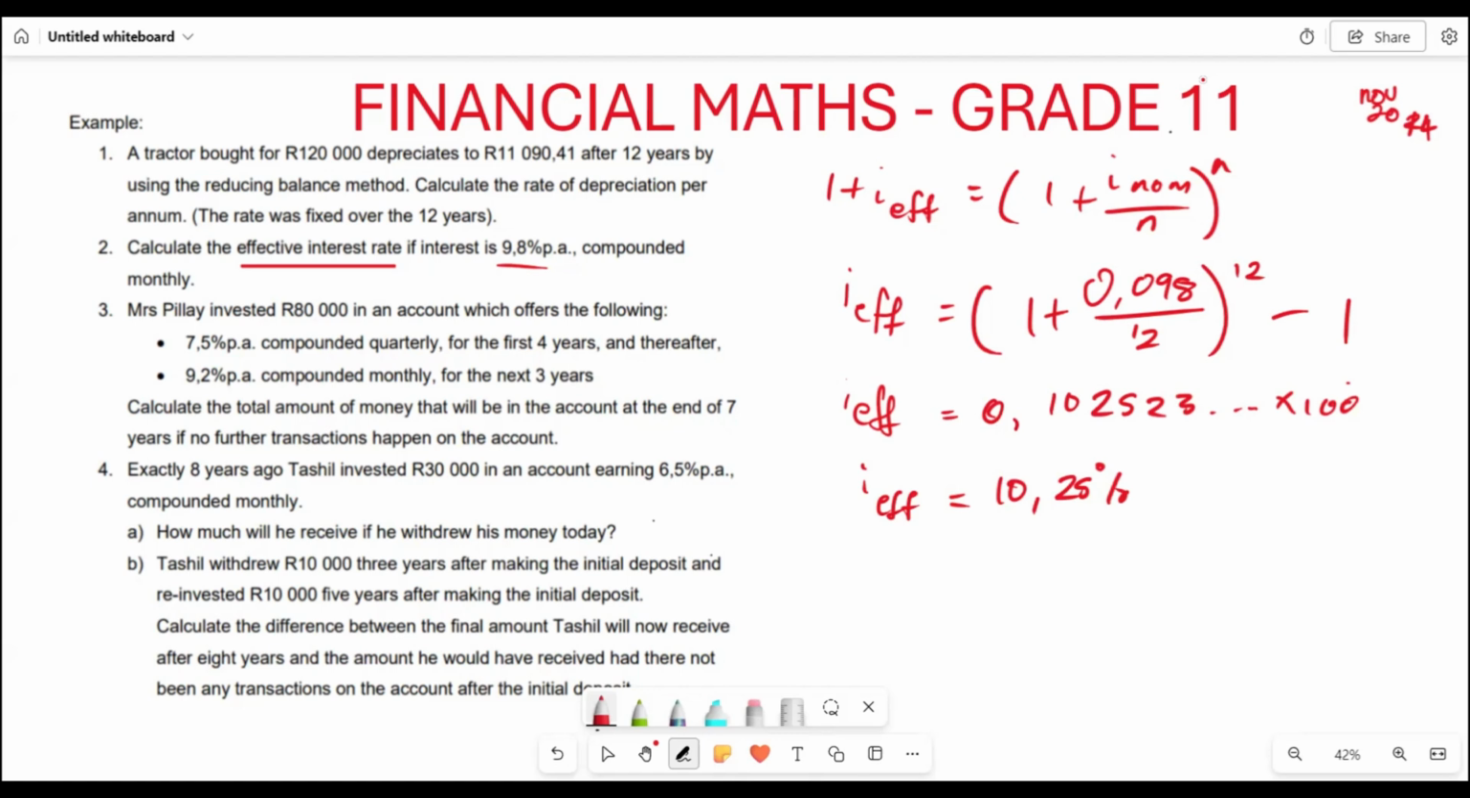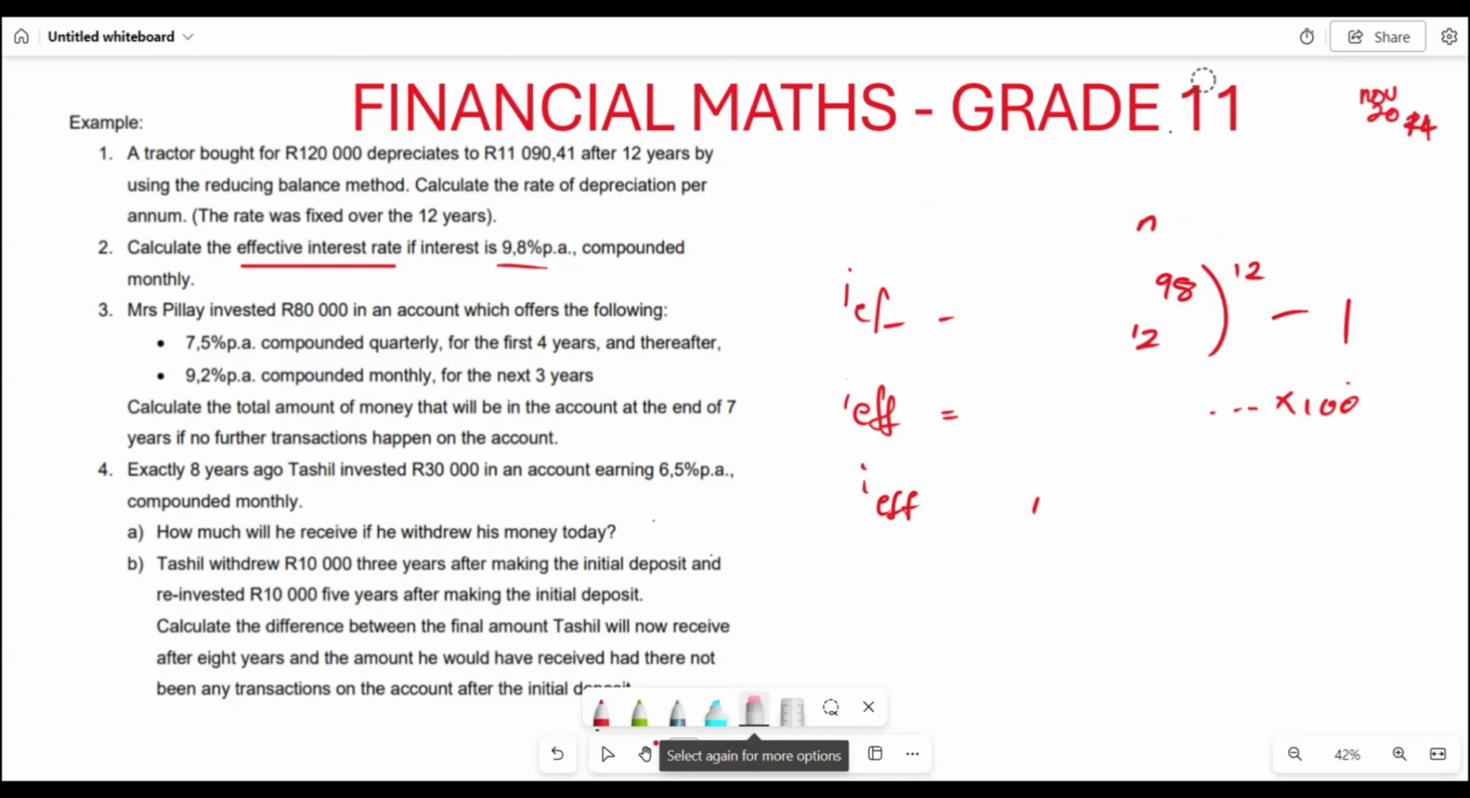Once again, basically that's how you are going to find out the I effective for this particular question, right? Now, for an example, let's look at the third question and see what it is that you're having here, right? So that's going to be your I effective. Now let's look at question 3.